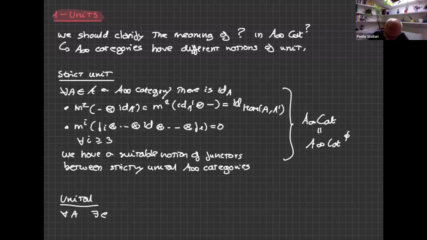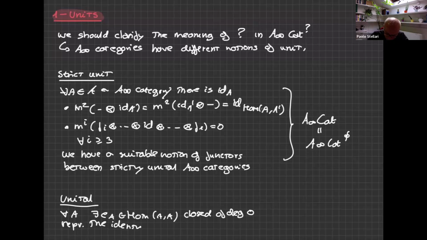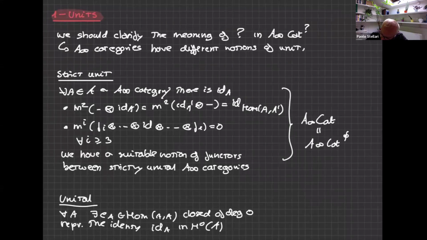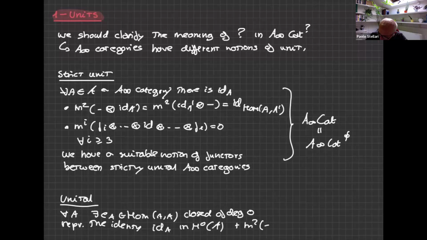For any object A there exists a morphism e_A from A to itself, closed of degree 0, which represents the identity id_A in H^0 of the infinity category A. And then we have two additional conditions: you want that M2 of e_A tensor blah and M2 of blah tensor e_A are homotopic to the identity.